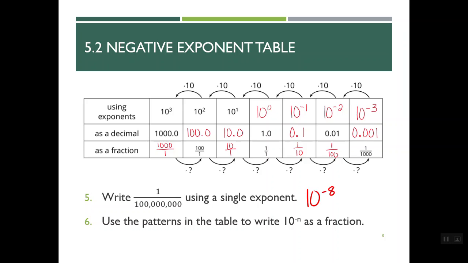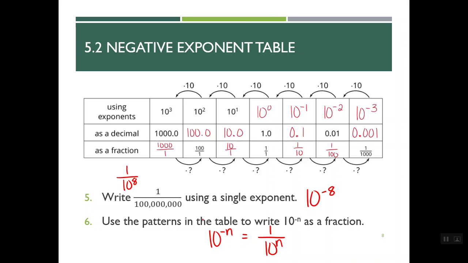And now we want to write the rule. What does it mean when you have a negative exponent? How can we write 10 to the negative n as a fraction? So if we look at 100 million, 100 million is 10 to the 8th power. So this is like saying 1 over 10 to the 8th. So when we want to write something with a negative exponent, it's the same as saying 1 over 10 to that positive exponent. So this is rule number 4.